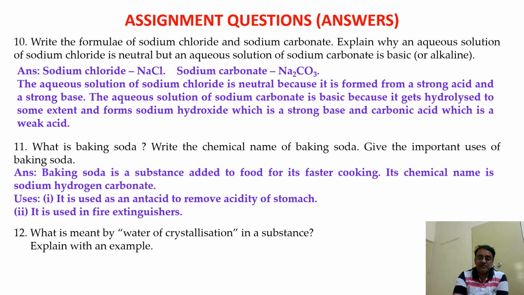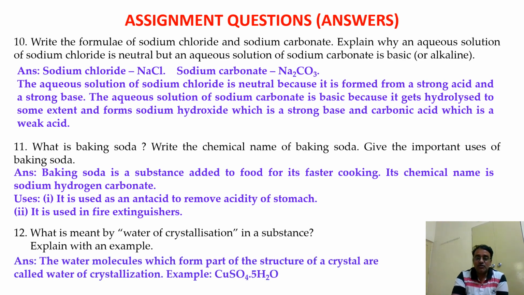What is meant by water of crystallization in a substance? Explain with an example. So the water molecules which form part of the structure of a crystal are called water of crystallization. We did this in session 3, and we discussed 3 examples. This is one of the examples: copper sulfate pentahydrate, 5 molecules of water, CuSO4·5H2O. Okay, so these are the assignment questions.